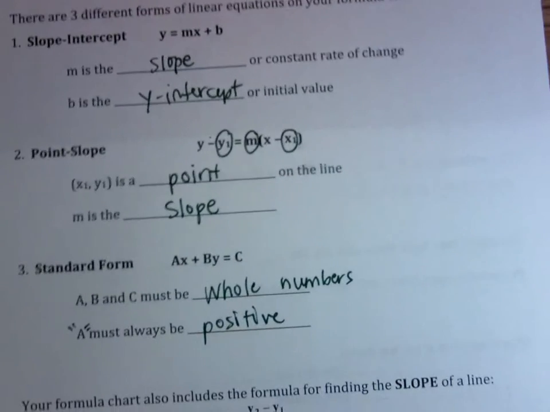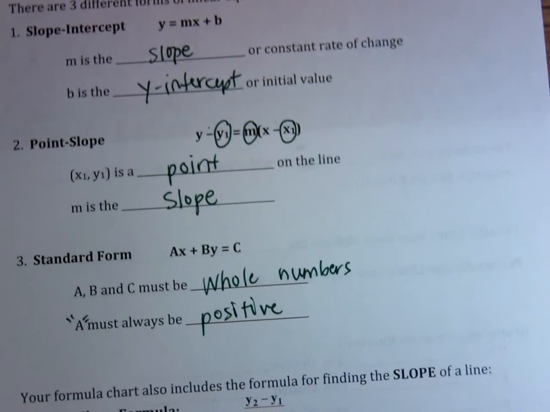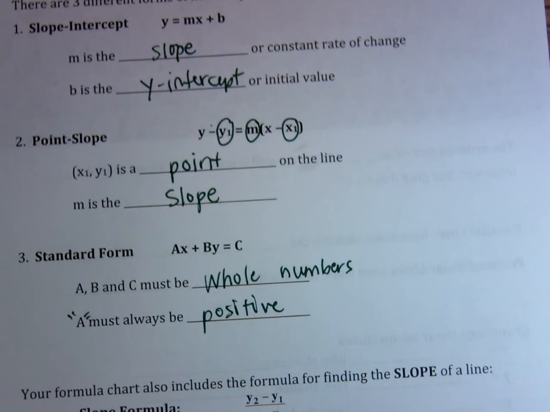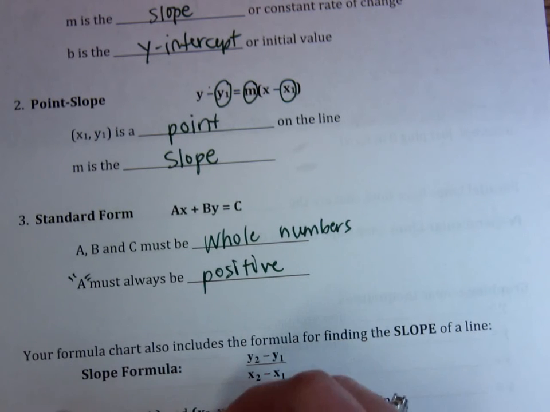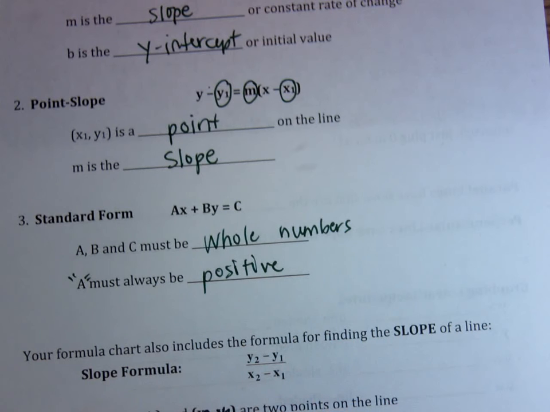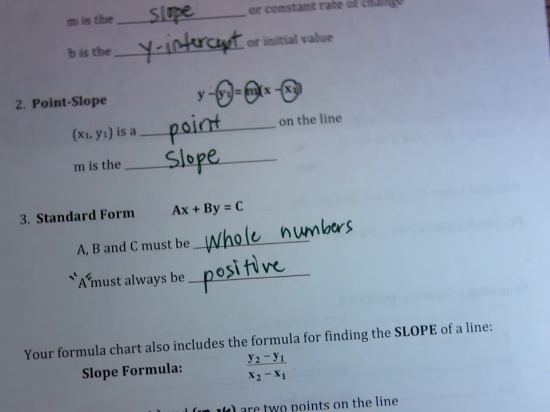Your formula chart also includes the formula for finding the slope of a line. The slope formula is y2 minus y1 over x2 minus x1, where x1, y1 and x2, y2 are two points on the line.